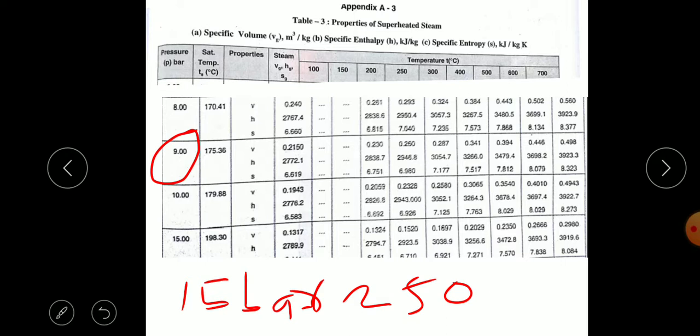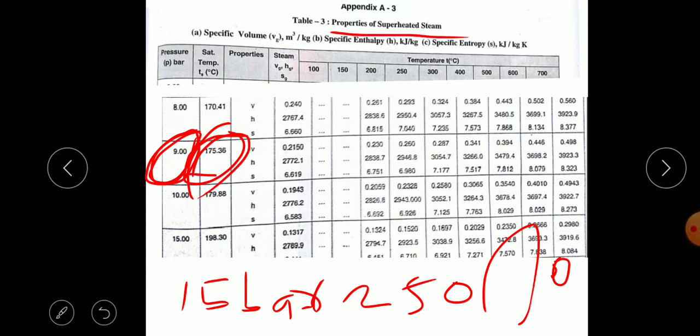Corresponding to 9 bar, the temperature is 175, and we are given 9 bar and 400 degrees centigrade. So 400 is more than this 175, meaning the steam is in the superheated region. Corresponding to the pressure, the temperature is 175 degrees centigrade and the given is 400 degrees centigrade, so the steam is superheated. So we use the superheated steam table.